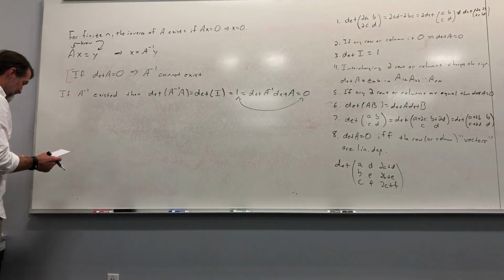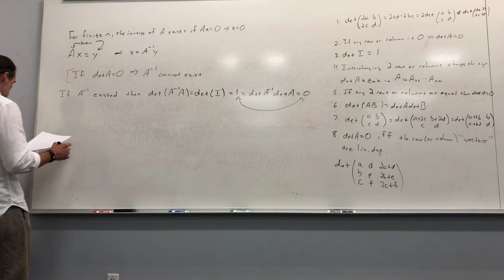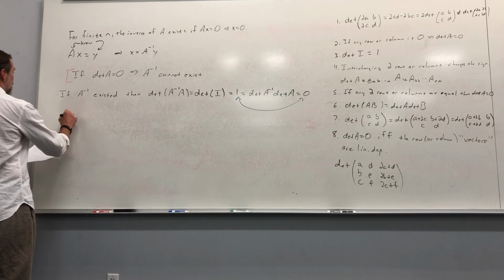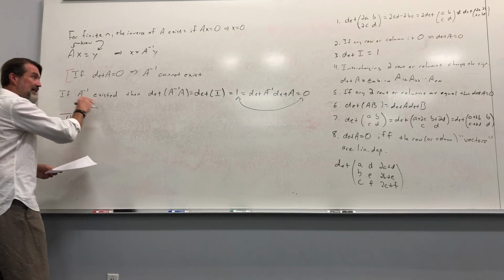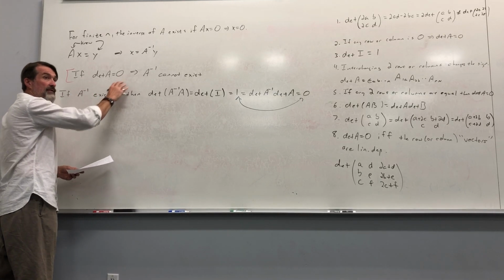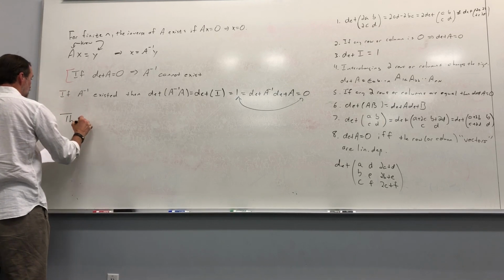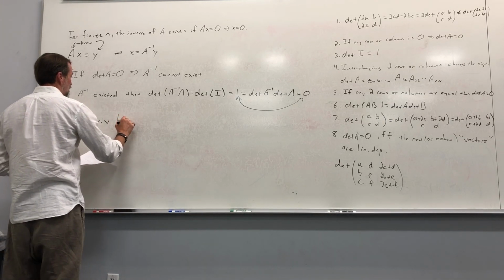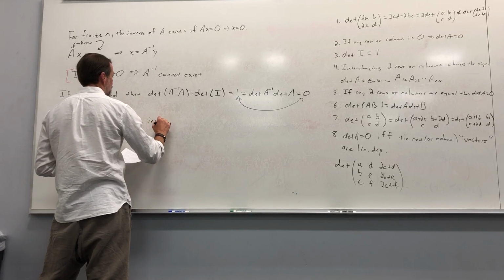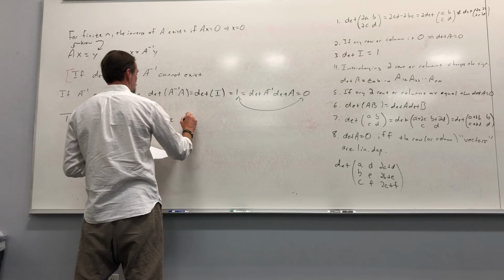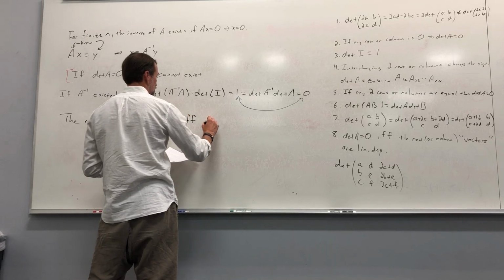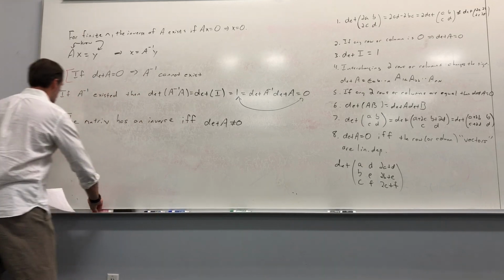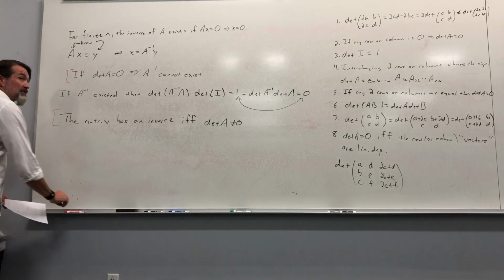However, what we will prove next time using more machinery is the following. And I just want to say, this proof only proves this. It does not prove what I'm about to write down. The matrix A has an inverse if and only if det A does not equal 0. So the more powerful statement is actually true.